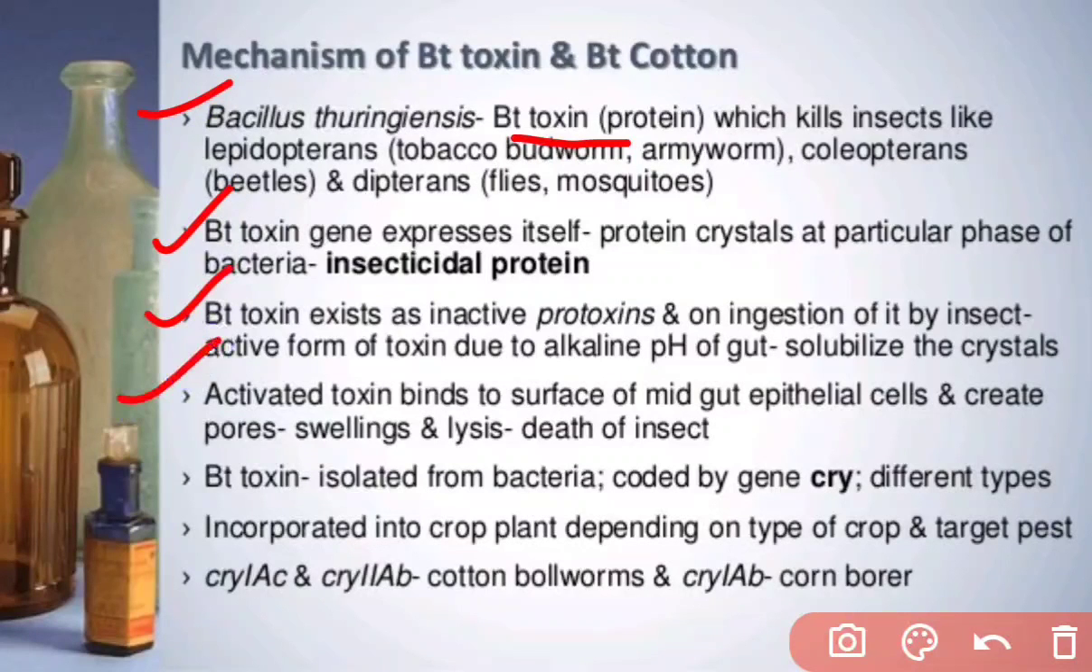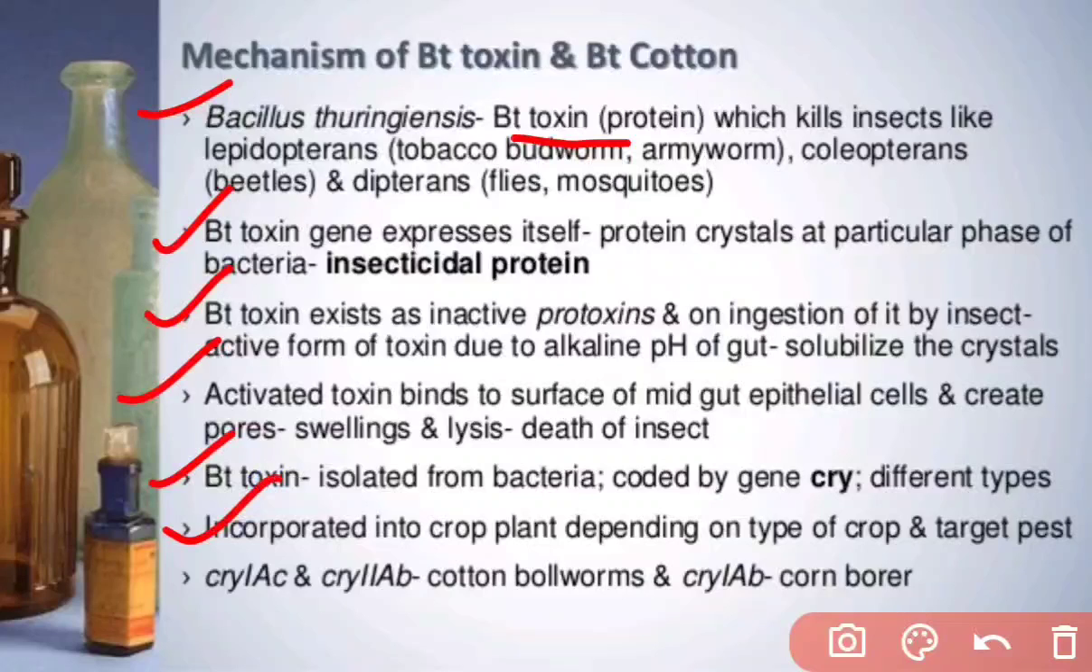So the activated toxin binds to the surface of the midgut epithelial cells and creates pores, swelling, and lysis, leading to the death of the insect. When the toxin becomes active, it binds to the midgut epithelial cells of the insect and creates pores, lysis and swelling, and as a result the insect will die. The Bt toxin isolated from bacteria is coded by the gene cry, crystallizing protein, that's what is called cry, and the different types are incorporated into crop plants depending on the type of crop and target pest.